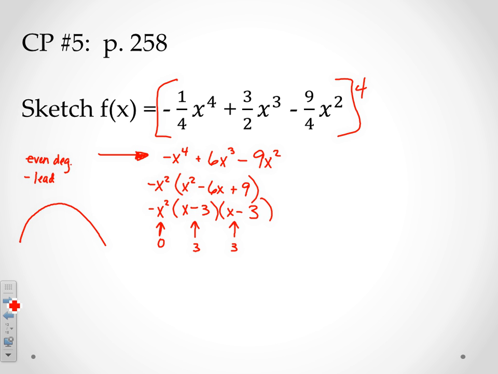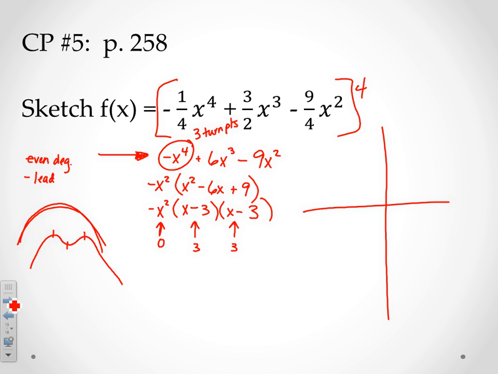But with a degree of 4, I have 3 turning points, right? So it can't just go up and down. It's going to have to go up and down and up and down. Okay, see how it has 1, 2, 3 turning points in that one? So when we try to sketch, that's what we take into account.